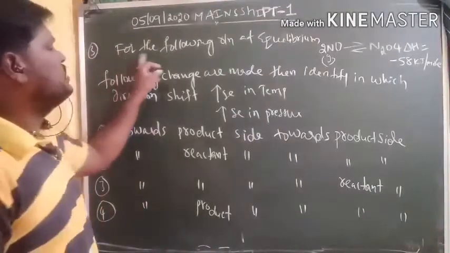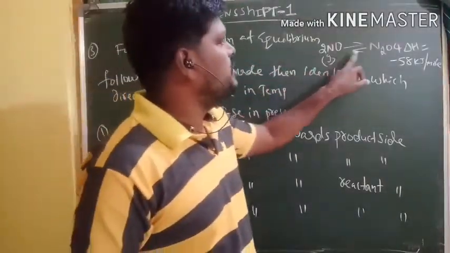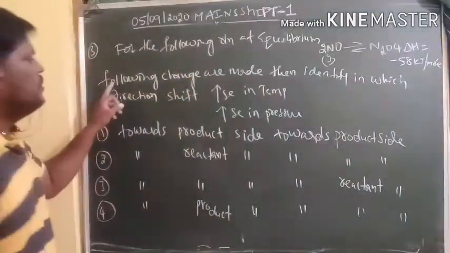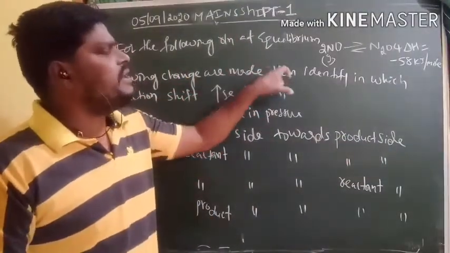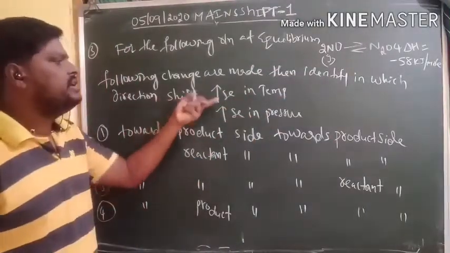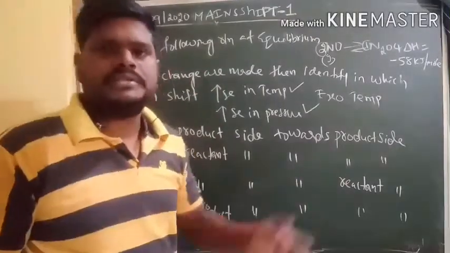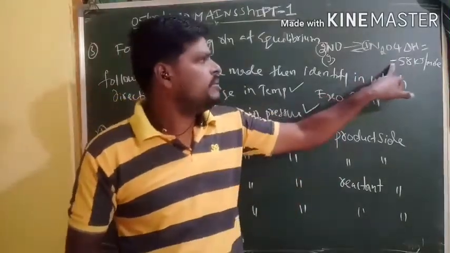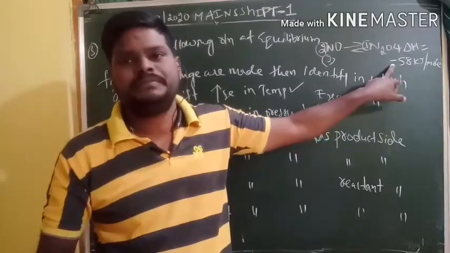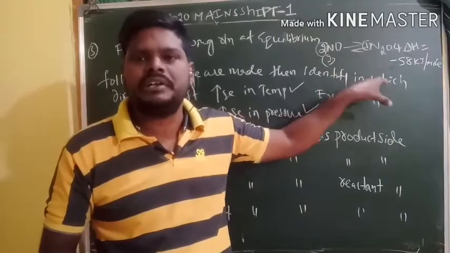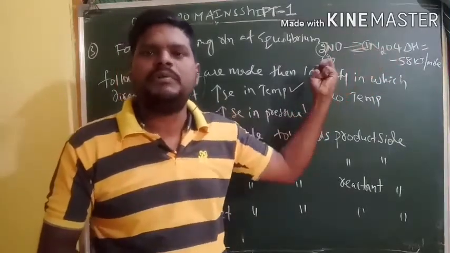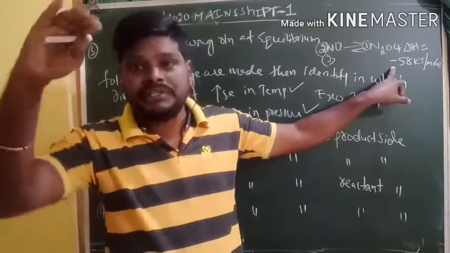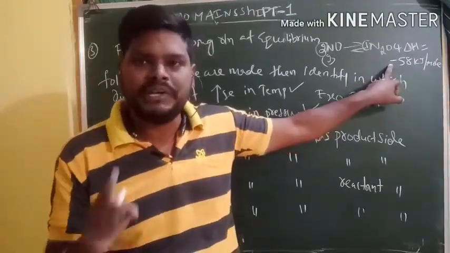Next question. For the following reaction at equilibrium, 2NO2 gives N2O4, delta H is equal to minus 58 kilojoule per mole. Following changes are made, identify in which direction it shifts: increase in temperature and increase in pressure. It depends on Le Chatelier's principle. If enthalpy change is negative, it is exothermic, and low temperature is favored. If enthalpy change is positive, it is endothermic and high temperature is required. If the number of moles decreases, high pressure is required.